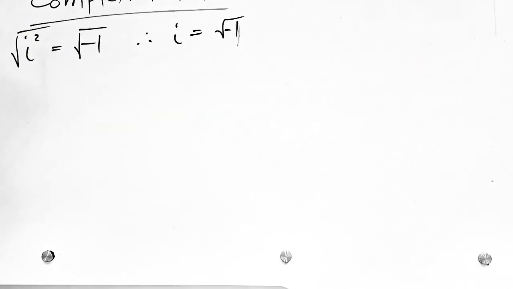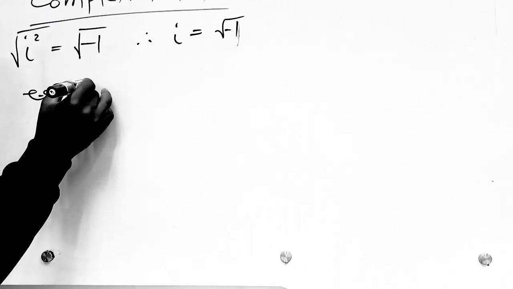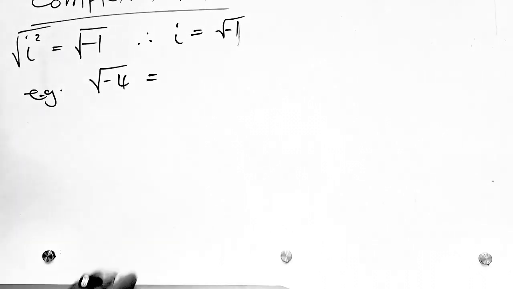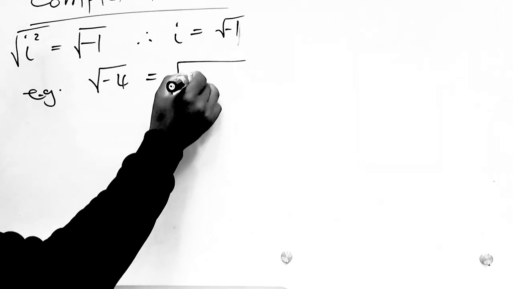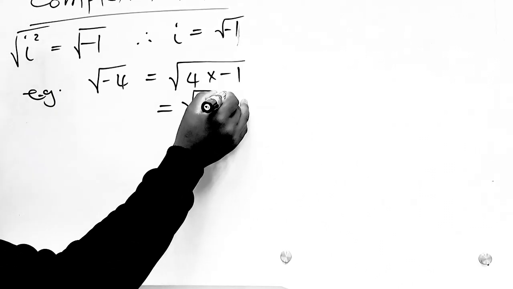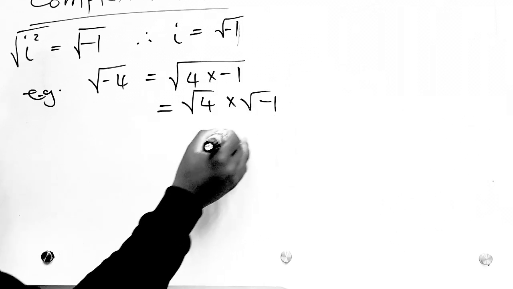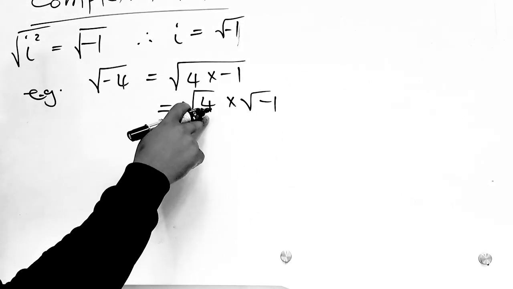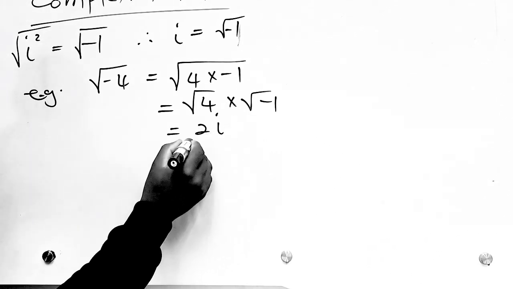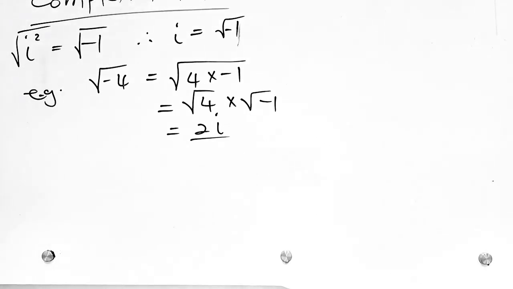So let's see how we calculate the square root of minus 4. Minus 4 is equivalent to 4 multiplied by minus 1. So we have the square root of 4 multiplied by the square root of minus 1. The square root of 4 is 2, and the square root of minus 1 is equivalent to i. So now we can find the square root of any negative number.